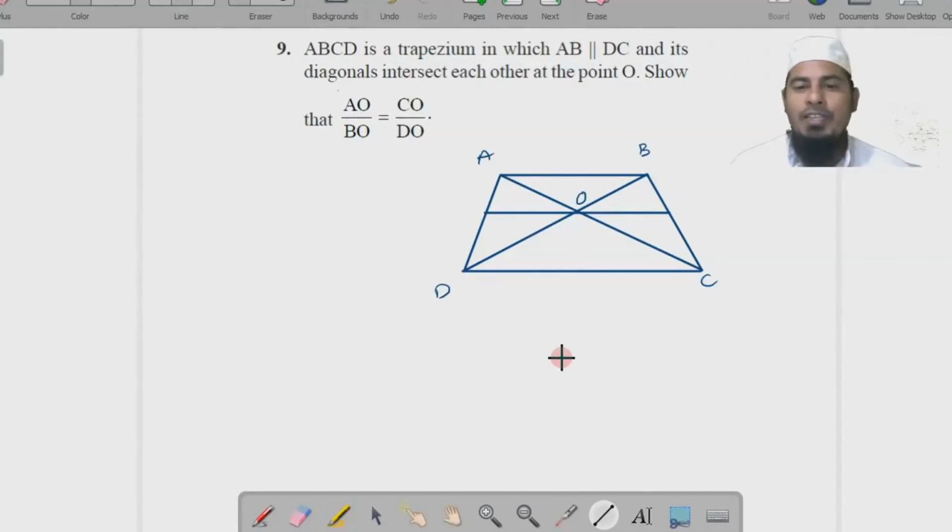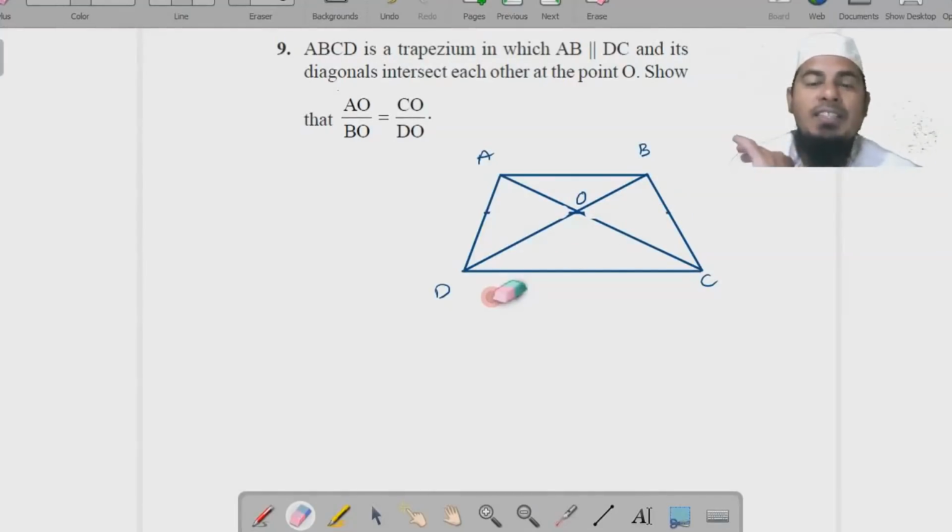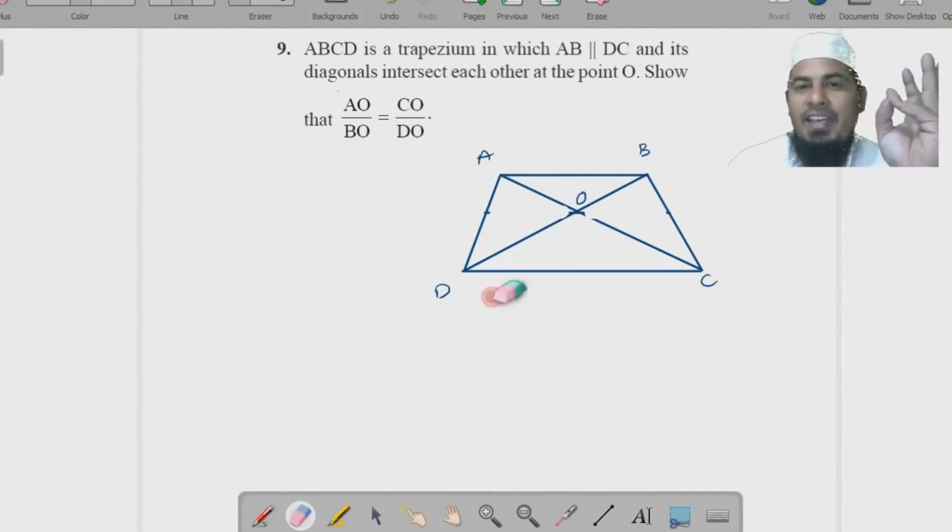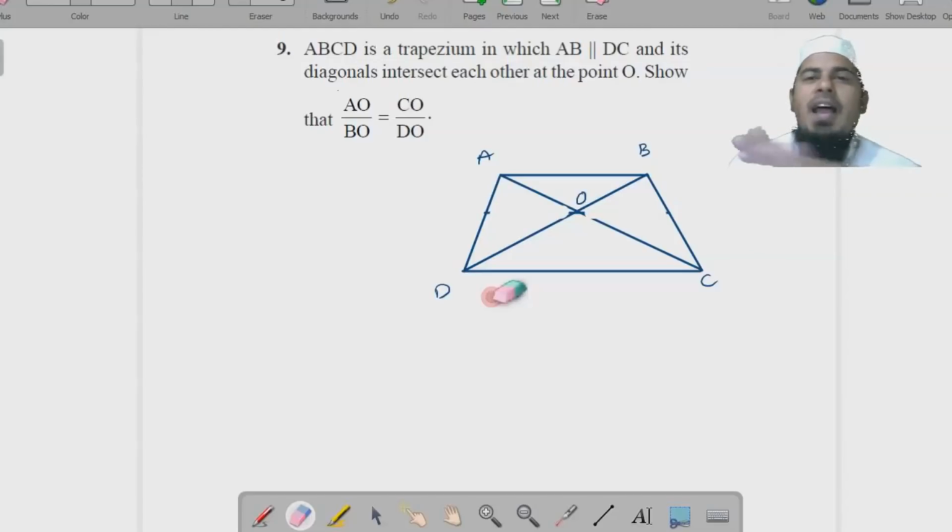And there is another method, which uses similarity criterions. So let us do this problem by understanding similarity criterions: AAA similarity criterion, SAS similarity, and triple S similarity criterions. And let us come to this problem. We'll enjoy the coming exercise if we understand the similarity criterions. Thank you very much. Let us understand similarity criterions in the next video lesson.